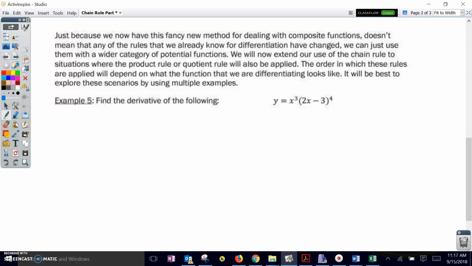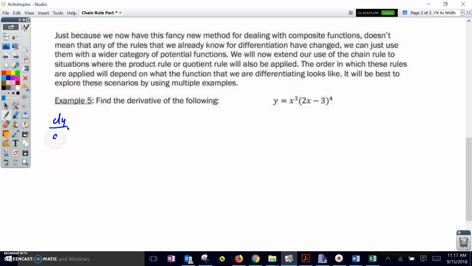When we're applying the chain rule, in context with the product rule and quotient rule, we're going to go in exactly the opposite of the order that we would do calculations if we were evaluating. So the last thing we did when we were calculating was we multiplied the x to the third and the 2x minus 3 to the fourth together. And so the first rule that I'm going to apply to take this derivative is going to be the product rule. Alright, so let's go ahead and take this derivative.